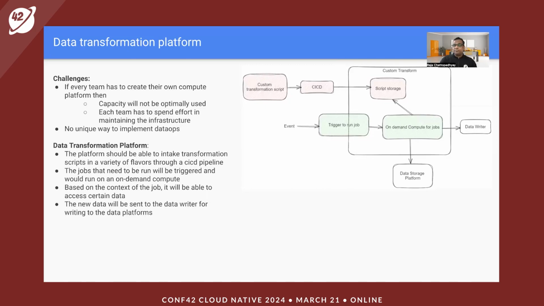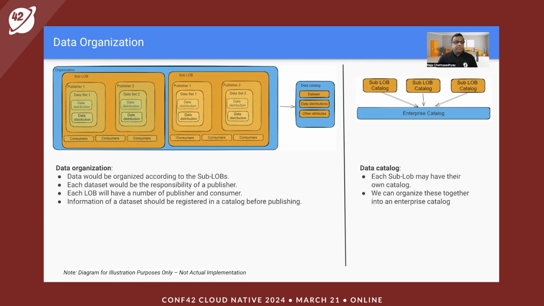on data platforms. As you see in this diagram, I'm going to talk about the data organization. The left hand side of this diagram is about how to organize the data in different LOBs and what the role of individual publishers within that LOB is. The right hand side shows what the enterprise catalog would look like, and what the role of different sub LOBs would be within the overall framework.